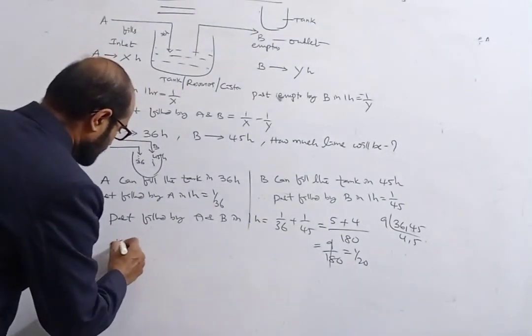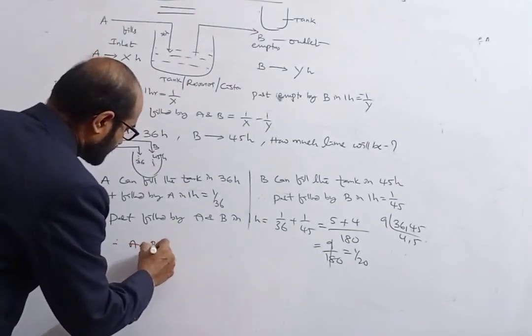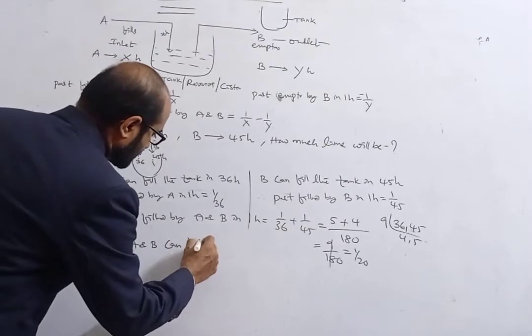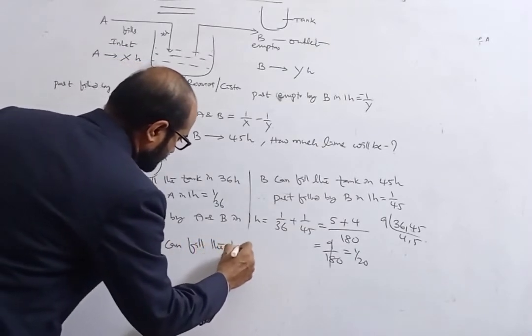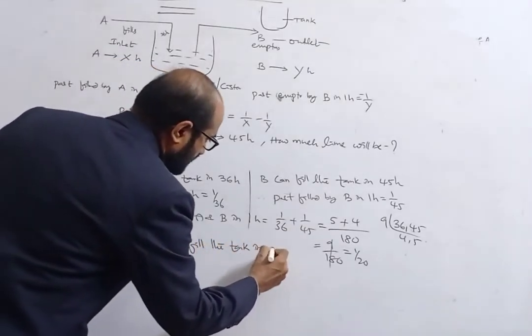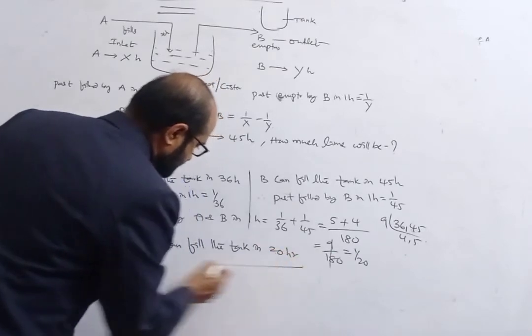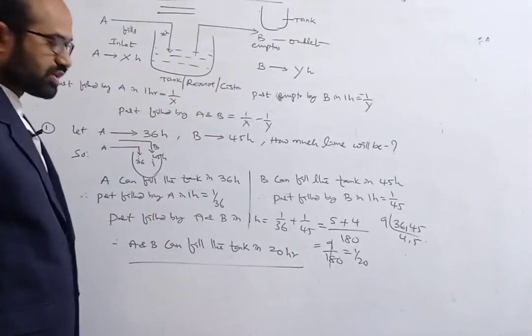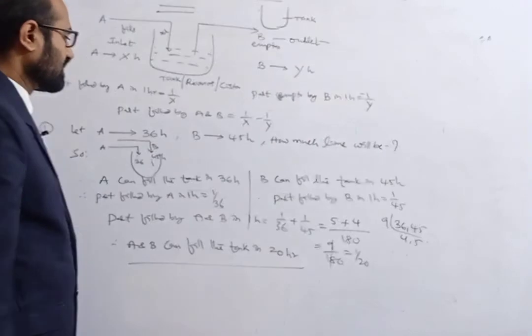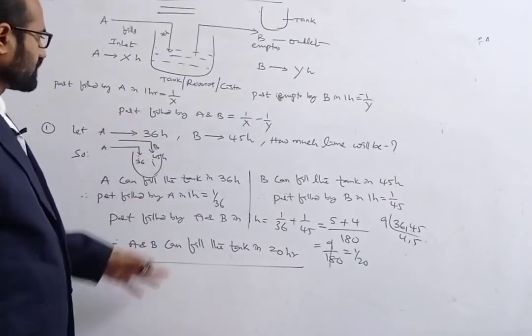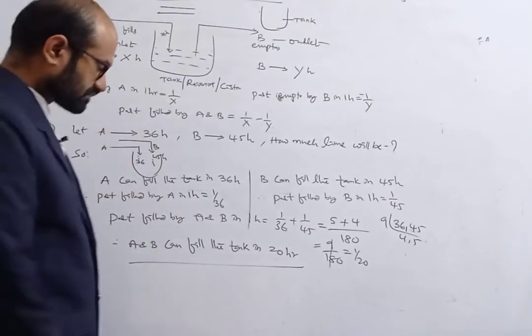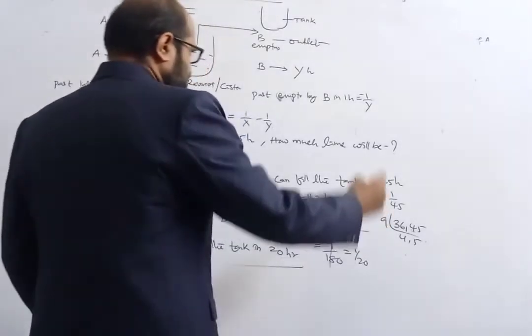It means A and B can fill the tank in 20 hours. This is the solution. In this way you can solve the problems, right? For example, let us see one more problem.